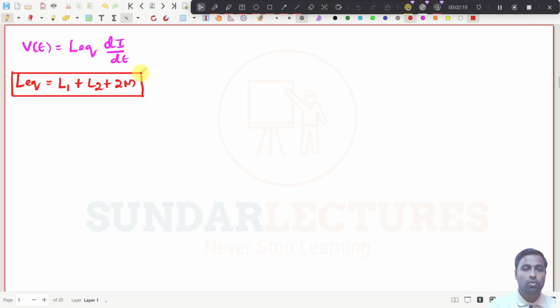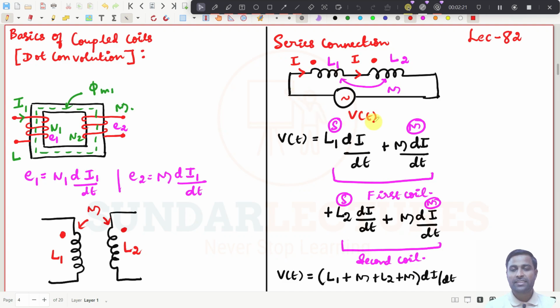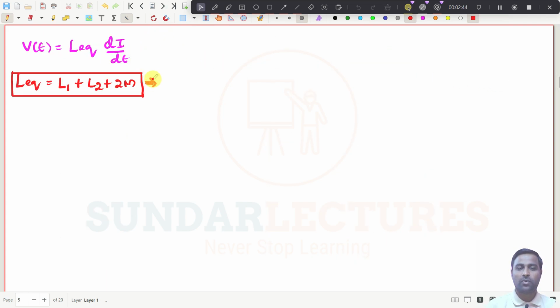for two coils connected in series, and I will say this is aiding. Why am I saying this is aiding? Because this current is flowing through the dot here, and this current is also flowing through the dot. So if two coils are aiding, this is the equivalent inductance of the circuit of the two coils.